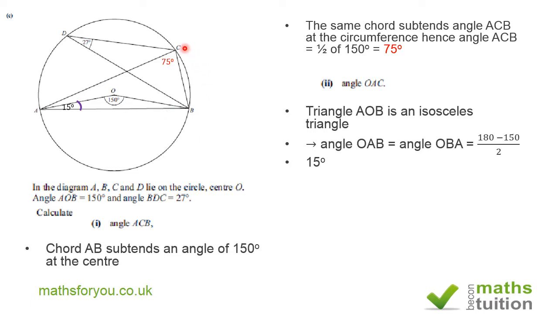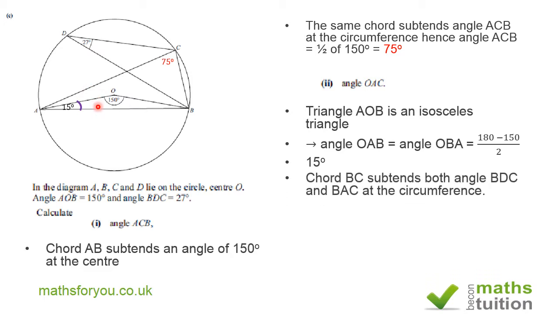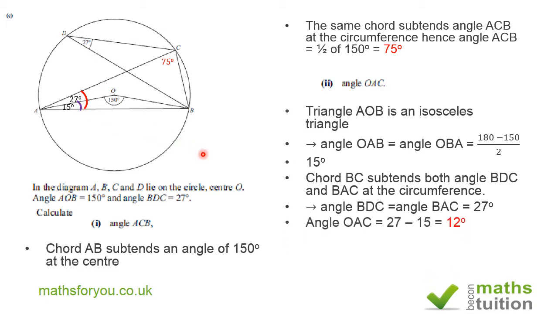Okay. Now, moving on. The chord CB subtends an angle 27 degrees at the circumference. Now, the same chord CB also subtends an angle at the circumference. Therefore, it also must be 27 degrees. So that's 27 degrees there. So if all that is 27, and that's 15, then OAC has got to be 27 minus 15, and OAC is 12 degrees, and that's what's required.